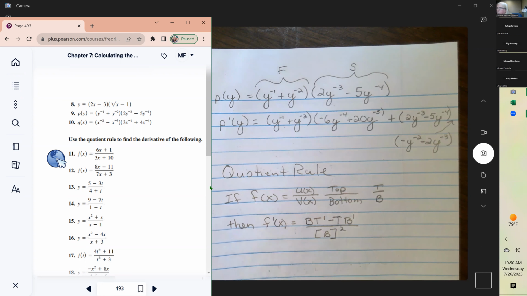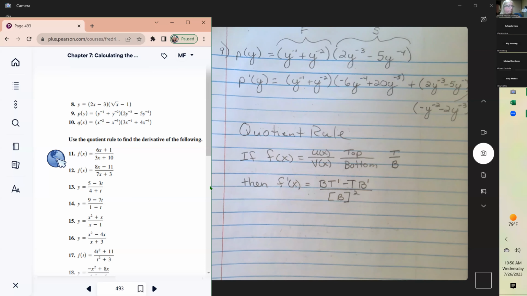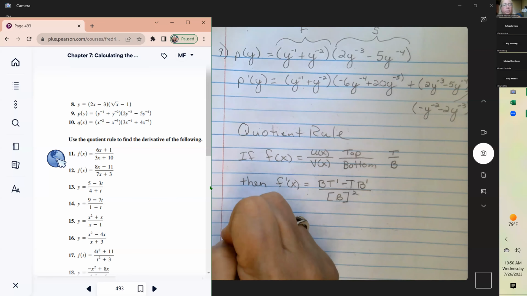Now, in this case, which order you do first does matter because of the subtraction. Remember, the bottom, when you bring them up, gives you negative exponents. That's what's causing that minus. So the derivative of the bottom is the one that's subtracted. Let's try number 11.